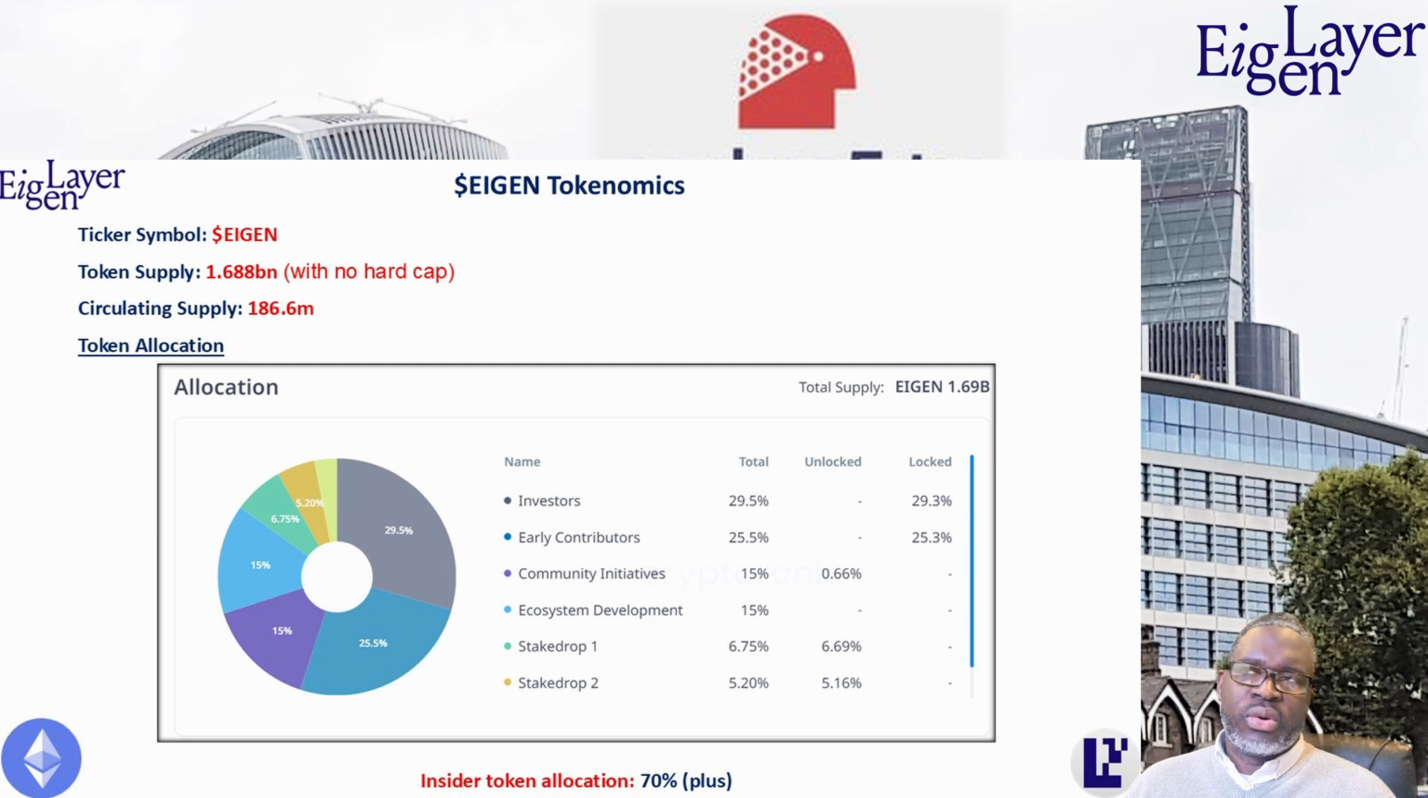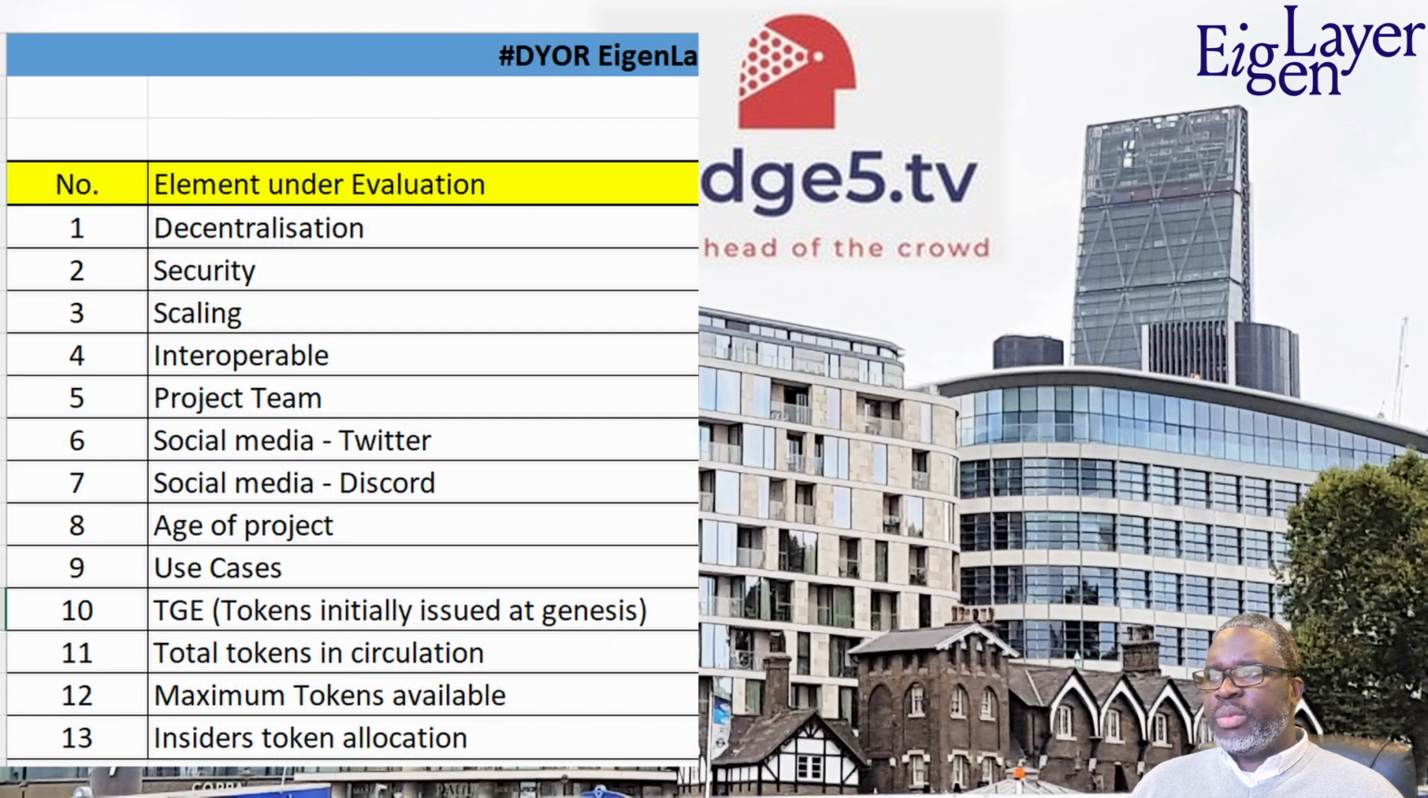Now, that can be good because that is double the threshold we would accept as part of our DIWA, or our risk evaluation, as you will see when it comes to the next section, which is the scoring part, where we are heading to next. So here is a quick rundown of the elements we're going to be measuring. We've got decentralization, security, scaling, interoperability, the project team, social media presence via X, formerly Twitter, as well as via Discord, age of the project, use cases, tokens issued at project launch, total tokens in circulation at the time of recording, maximum tokens available, as well as insider token allocation.